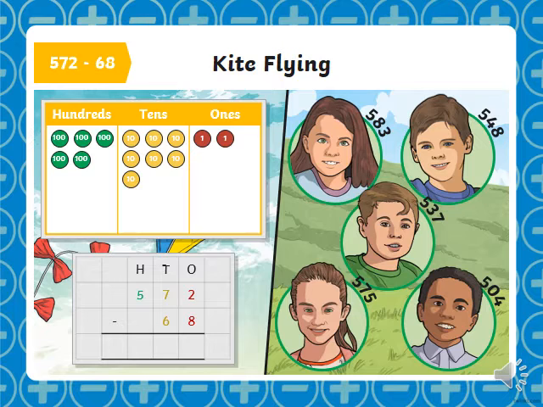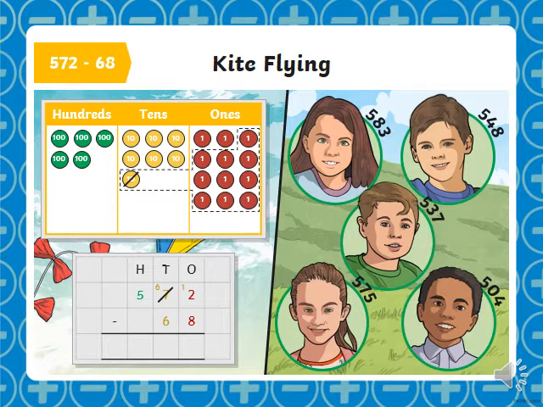Starting with our ones, we have 2 ones and I need to take 8 of them away. Can I do that? No, I can't. So I have to knock next door to my 10, and my 10 exchanges for 10 ones. So we change our 7 to 6 tens now because there's 6 tens left over, and our 2 ones change to 12 ones. So now we've got 12 ones. We can definitely take 8 of them away. Okay, we've got 4 left over, and we write 4 underneath the ones column there.